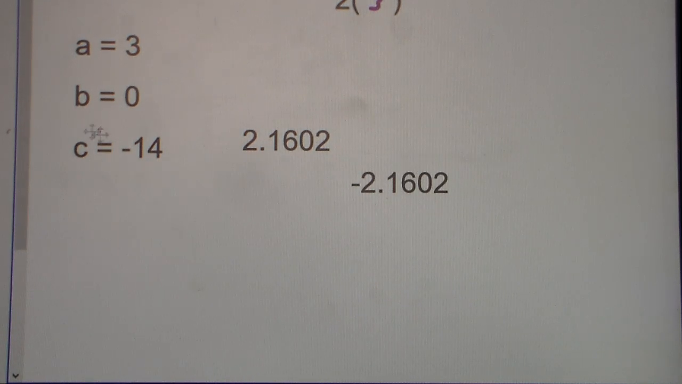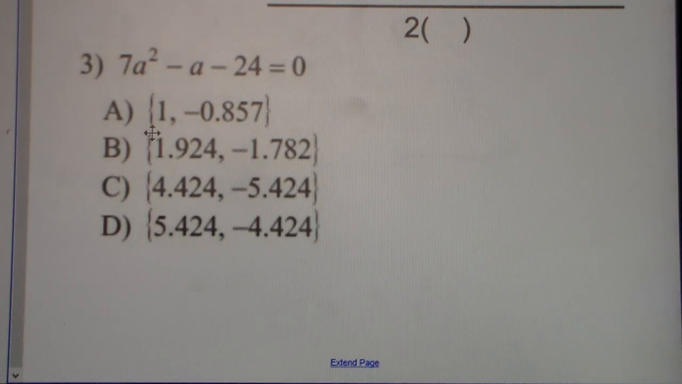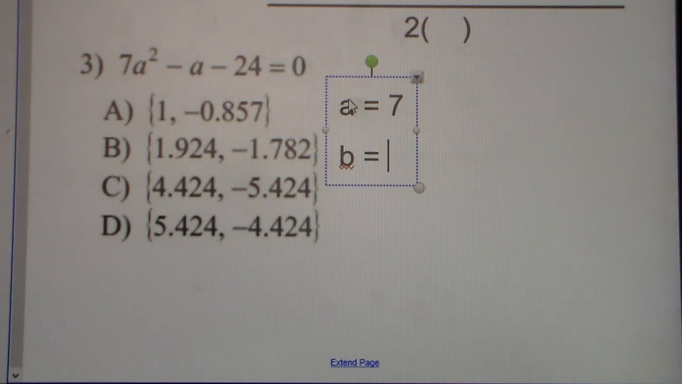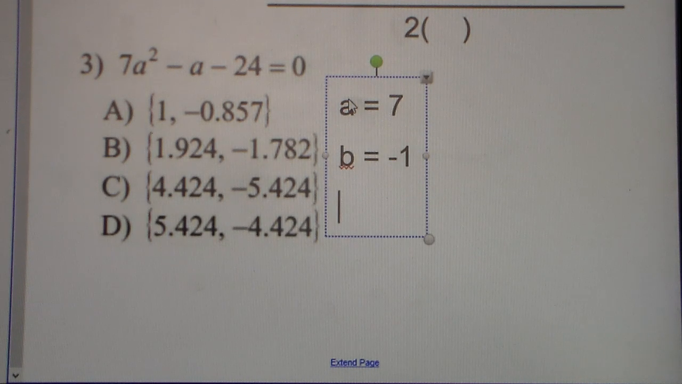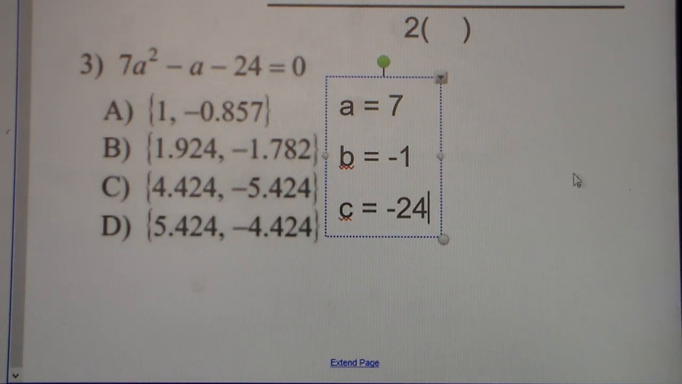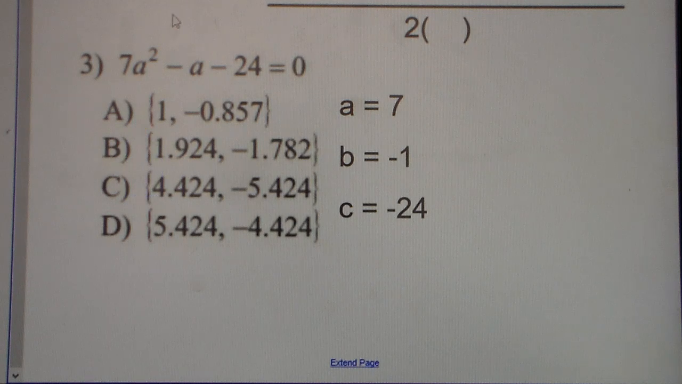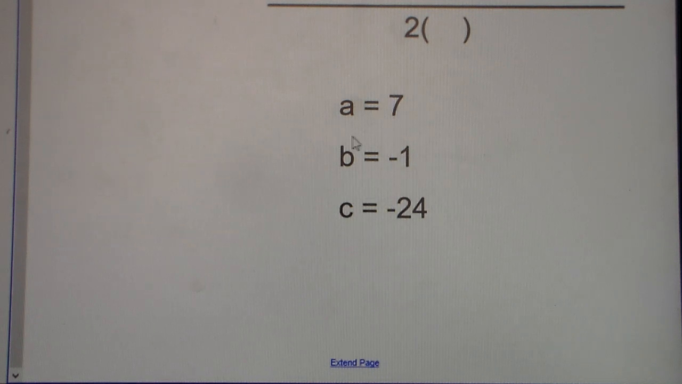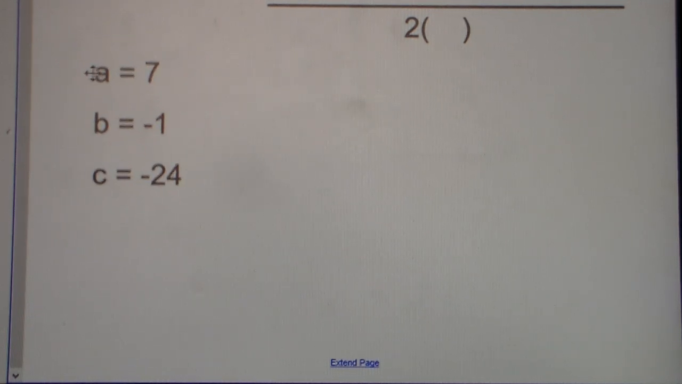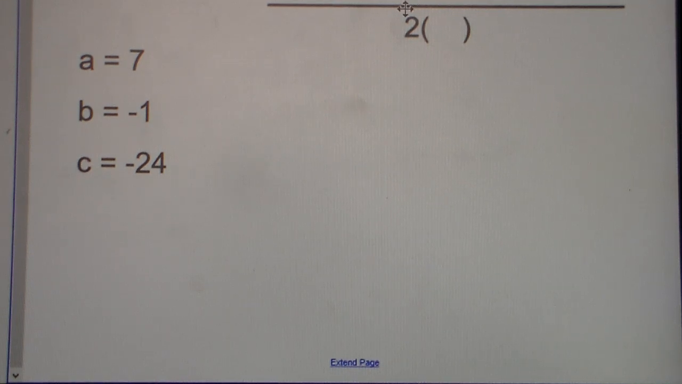Obviously, these problems take a little while, so you just have to be patient with yourself. All right, next problem, problem number 3. We have 7a squared minus 1a minus 24. So I'm going to write out my a, b, and c. a equals 7, b equals negative 1, and c equals negative 24. So I have my a, my b, and my c, and I plug that into the quadratic formula.